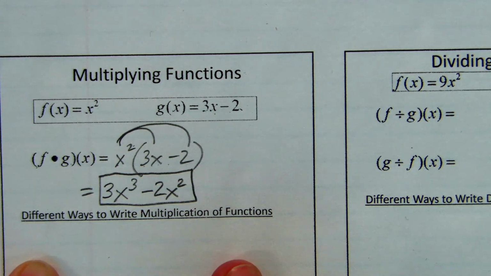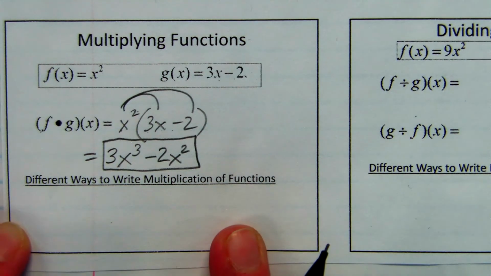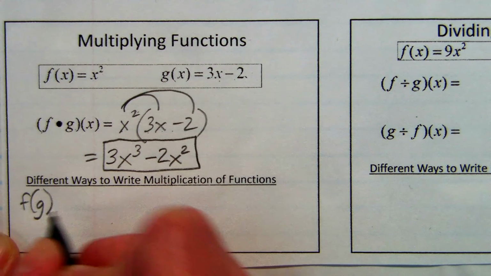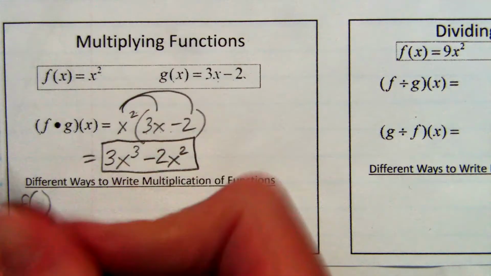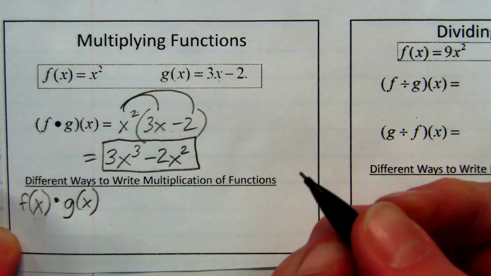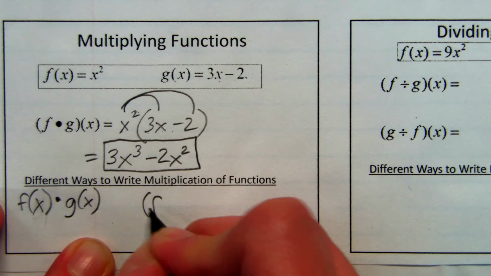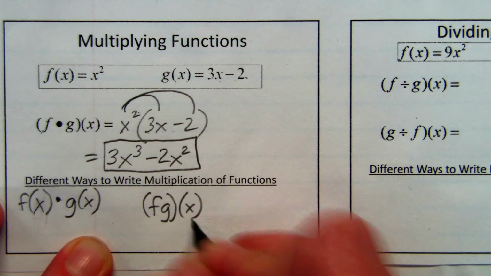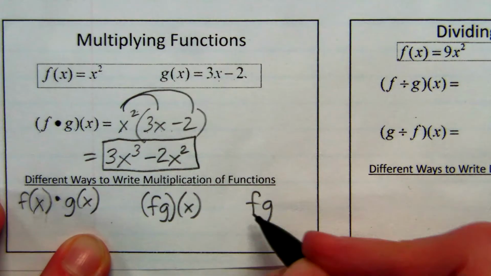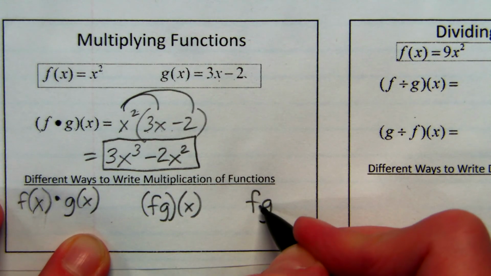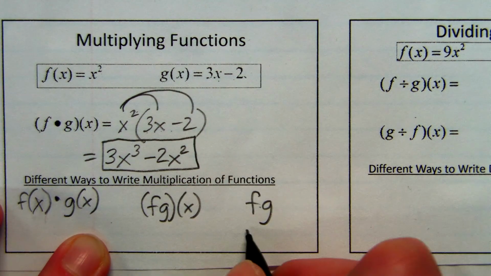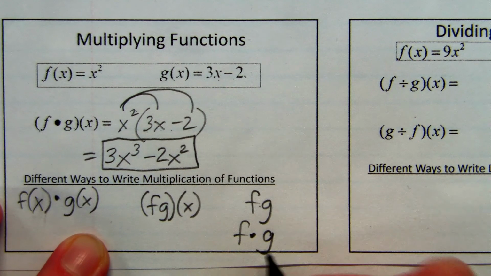Now, different ways to write multiplication. There are a lot of ways to write multiplication. They could write f of x times g of x. That one's not used very often. They can put in parentheses just fg with x. They can just say fg because they assume if you see two variables without anything in the middle that you know that means times. Or they could do the same things with the times dot. They could put f times g like this.